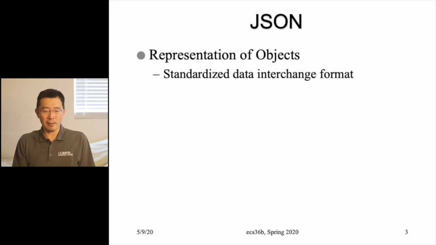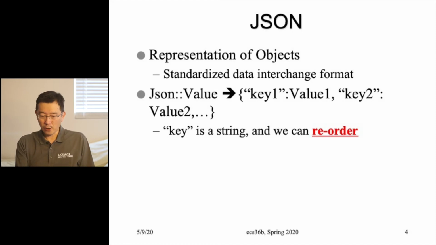So what is JSON? JavaScript Object Notation. Essentially, what we try to do is represent an object in a data format such that we can exchange the data on the internet. So it's a standardized data interchange format. Here is a very quick review.